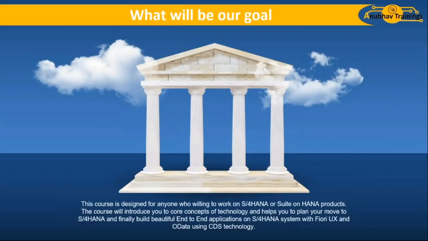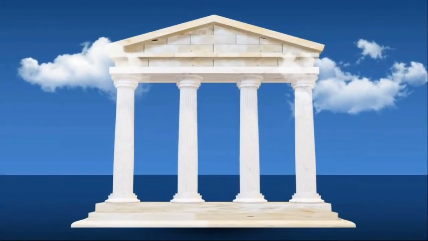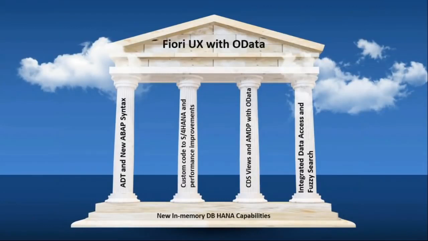So now going a little bit deeper into this pillar diagram, we will understand what are the main pillars of this course, what will be our goals for this course. Let's get into this one and try to understand what are all the core things which we will be learning in coming days. So as you can see, the foundation of this building is built on in-memory database called HANA. And then we have these four most important pillars, which we will be learning throughout this course. The four phases, I call them. The first one will be setting up your development environment, including ABAP development tool in Eclipse, ADT, and learning the new ABAP syntax starting NetWeaver 7.4 and then 7.5.